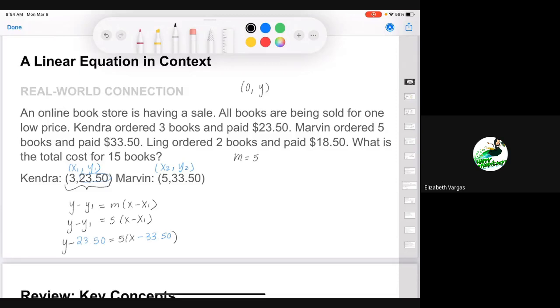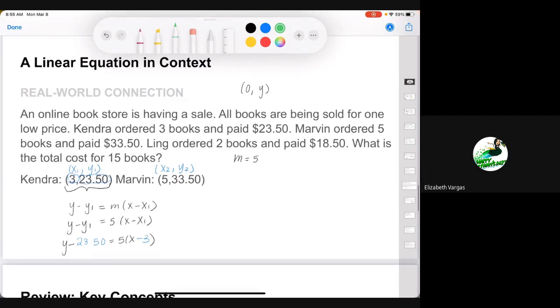Okay. Oops, that's not what I meant to do. Oh, sorry. My mistake. 3. Because I need my x1. My x1 is this one right here. Okay. So now I have this. So now from there, I can go ahead and simplify.